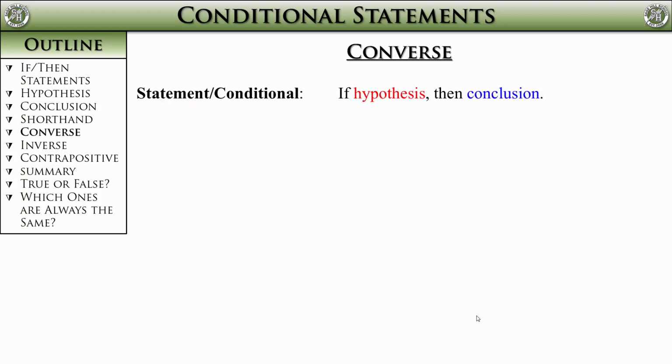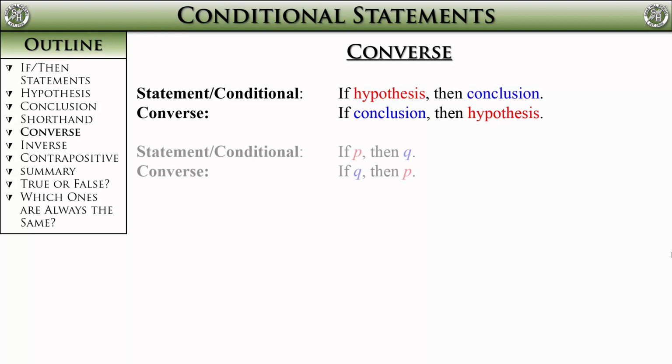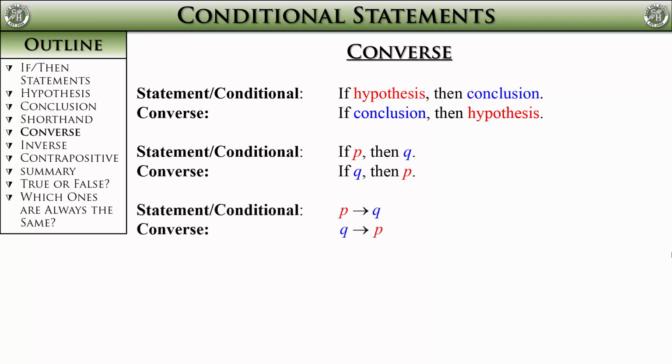Now we come to the converse. For the converse, you take the original statement and switch the hypothesis and the conclusion around. What was once the hypothesis is now the conclusion, and what was once the conclusion is now the hypothesis. Of course, once the switch has been made, I should really relabel these things. The conclusion is now the hypothesis, so I should name it hypothesis on this page, but I will keep it like this so you can see what is going on and the switch that has been made. Like the other statement, you can use shorthand for this if you like. Or, if you prefer the super shorthand, you can do it like this.